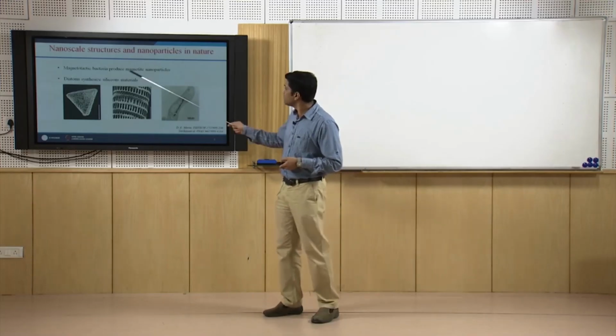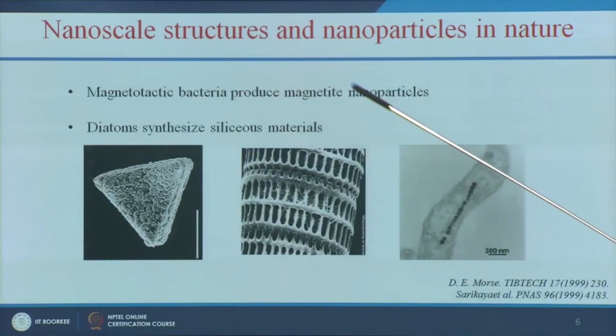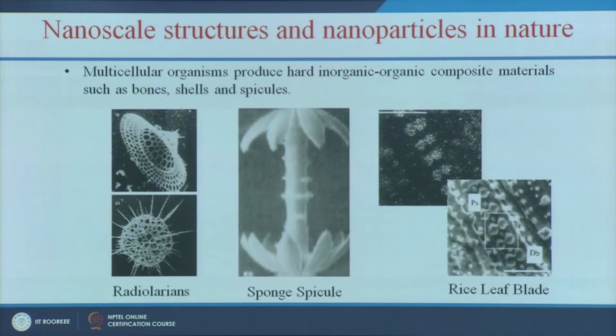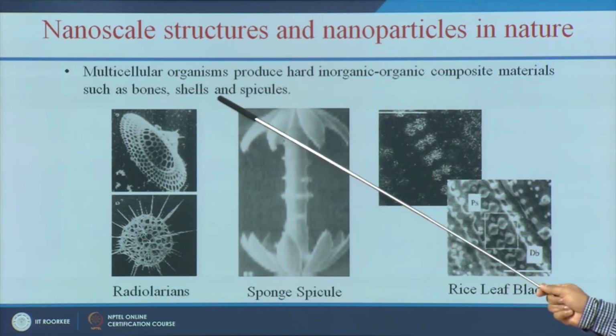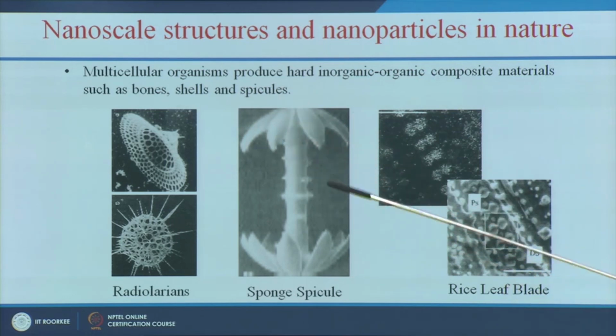These are some examples of nanoscale structures in nature. This is a magnetotactic bacteria producing magnetic nanoparticles, and also diatoms synthesize siliceous materials, and multicellular organisms produce hard inorganic and organic composites. Examples are bones, shells and spicules. So these are some examples which have nanostructures in nature itself.